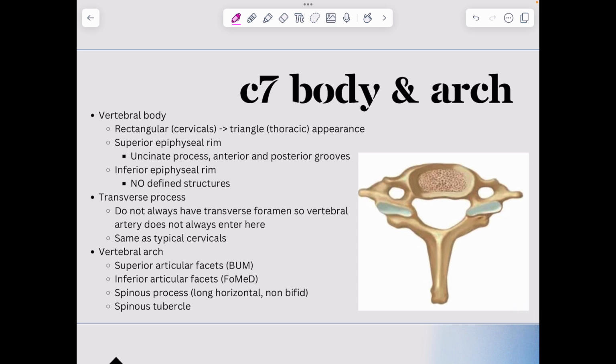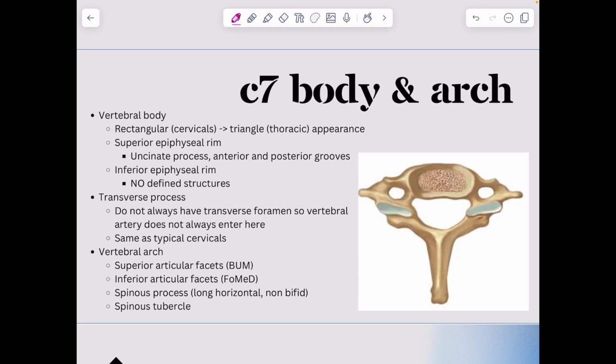So C7, with the body and the arch, I put all of that on one slide for C7. The vertebral body is rectangular in the cervicals and then triangular in the thoracics, so this is at that transition zone. The superior epiphyseal rim has the uncinate process, anterior and posterior grooves. On the inferior epiphyseal rim, we don't have any defined structures, so it's just kind of sitting there, because once again, this is a transition zone. So the top represents the cervicals and the bottom is going to represent the thoracics more.